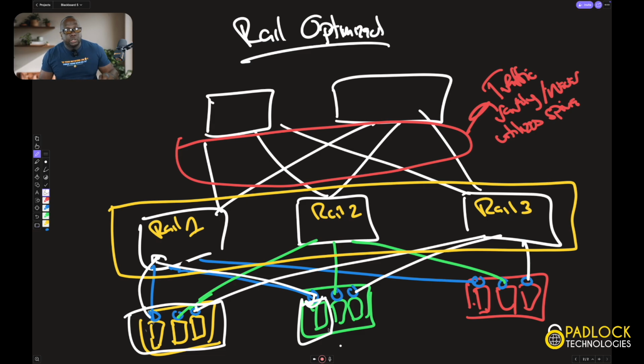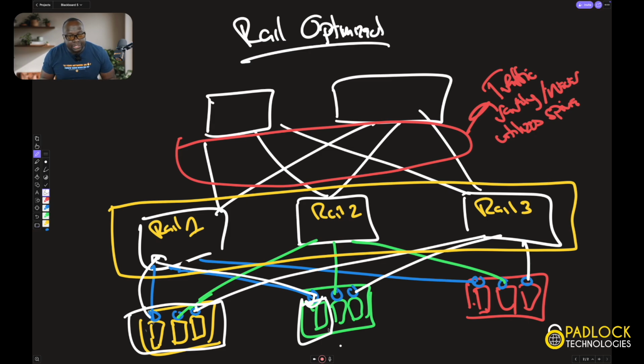So that is the difference between normal spine and leaf architecture for the AI GPU backend and rail optimized architecture for the GPU backend. Now, your storage backend and your front end could be just normal spine leaf. But in the AI GPU backend, which is your NVIDIA servers and stuff like that, or I think UCS does have its own version as well, you want to go with rail optimized if you can, because that's going to reduce the latency and increase the performance of your AI cluster.